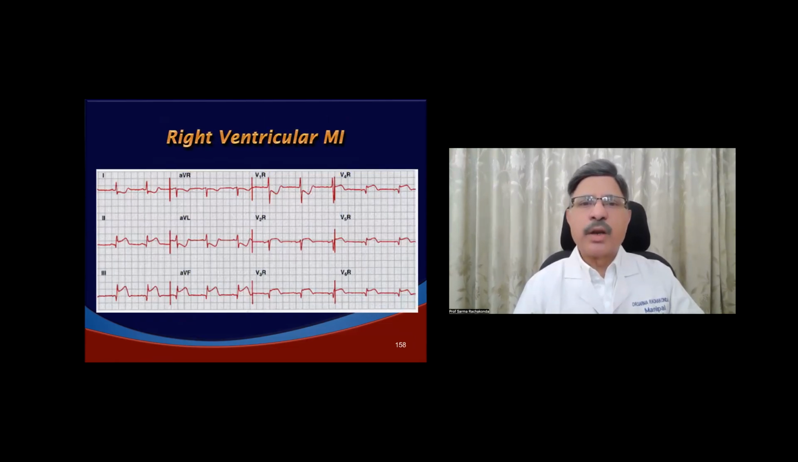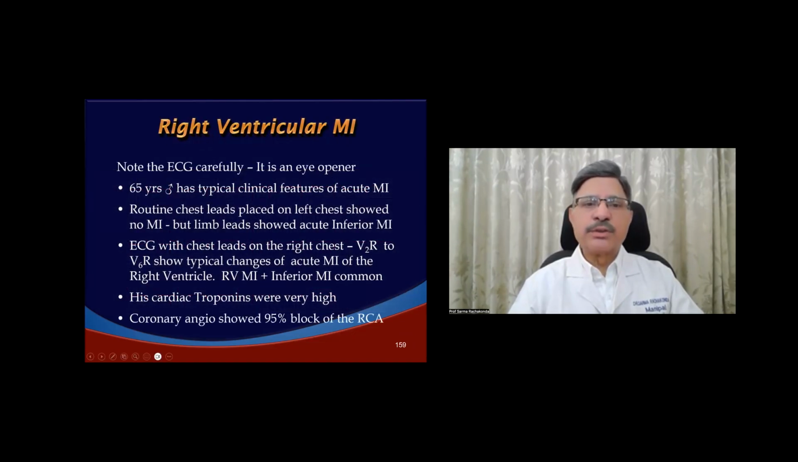Now what we have seen, right ventricular MI. You see here also, you can see left-sided leads are showing depression and inferior leads or right-sided leads, L2, L3, AVF are showing ST elevation, and V4 or V5 are showing the ST elevation because of the right ventricular infarction.